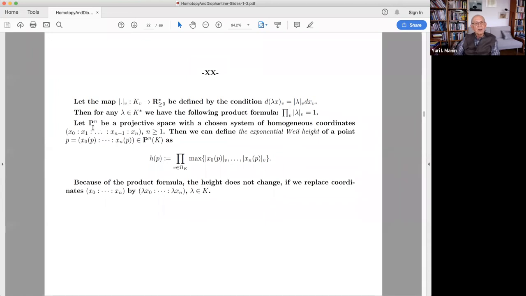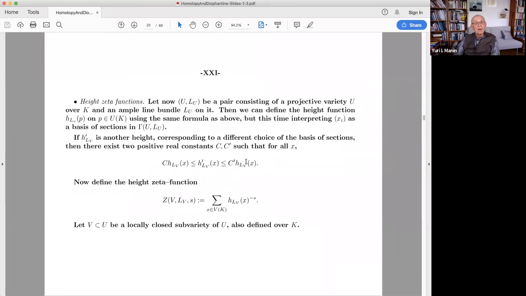And finally, consider a projective space with a chosen system of homogeneous coordinates denoted like this. And we can then define the exponential Weil height of a point here by this formula. It's a very important formula. Technically, it's the central definition of this part of my talk. And because of the product formula, if you replace homogeneous coordinates x_0, ..., x_n by equivalent homogeneous coordinates lambda x_0, ..., lambda x_n, then the definition of exponential Weil height does not change.